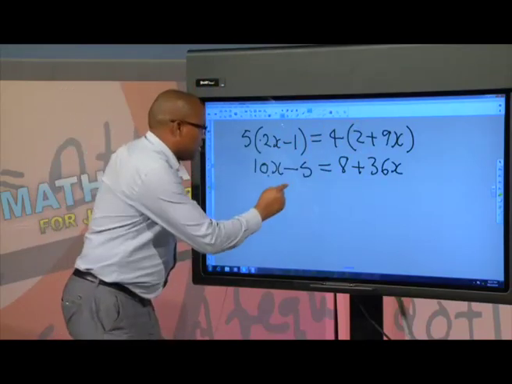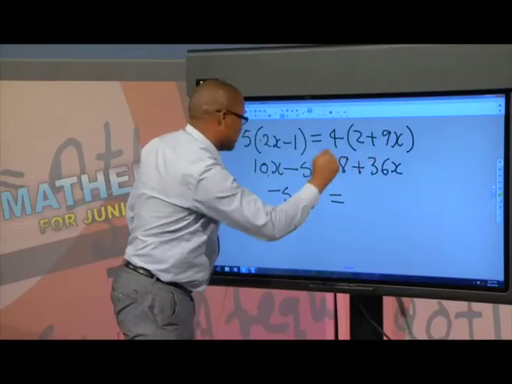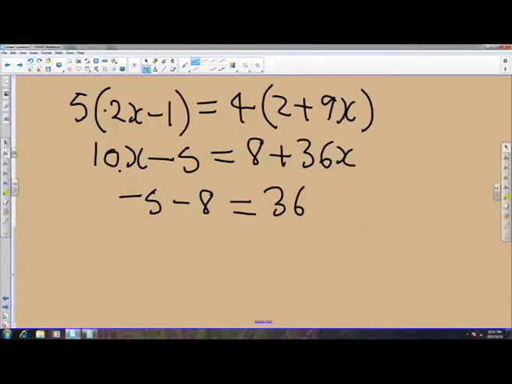Now, I'm taking 10 this side, minus 5, minus 8, because the 8 here is positive, so as I take it this side it becomes negative. Minus 5 minus 8 equals 10x plus 36. The 10 is positive, so as I take it this side it becomes negative. This will be 36, which is positive, minus 10x, because as we take it this side of the equal sign it becomes negative. And then minus 5 minus 8, this is minus 13. It equals 36 minus 10x.